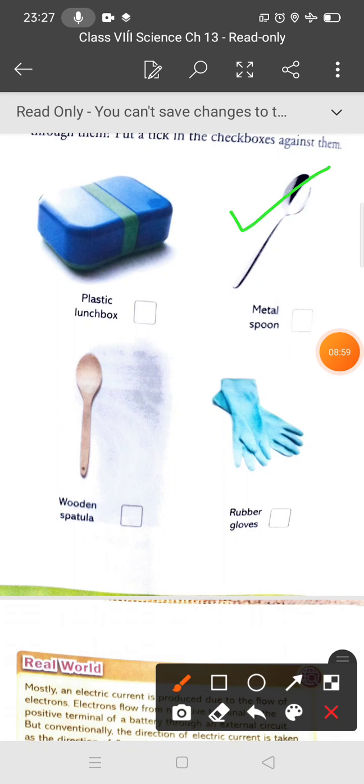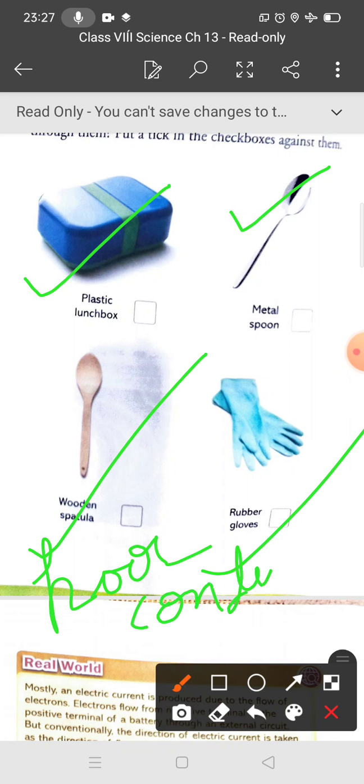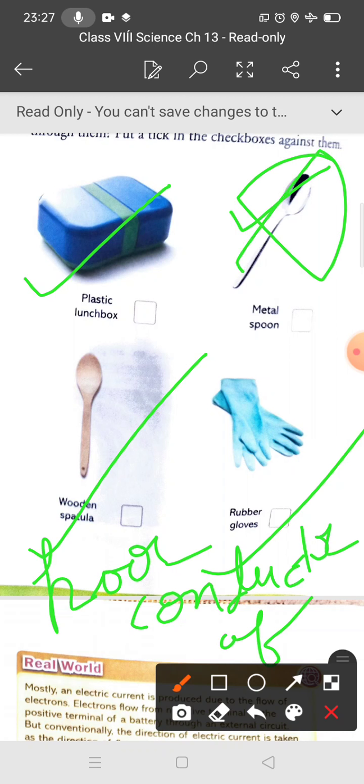metal spoon, and all these: plastic box, wooden spatula, rubber gloves. They are poor conductors of electricity, and this is a good conductor of electricity.